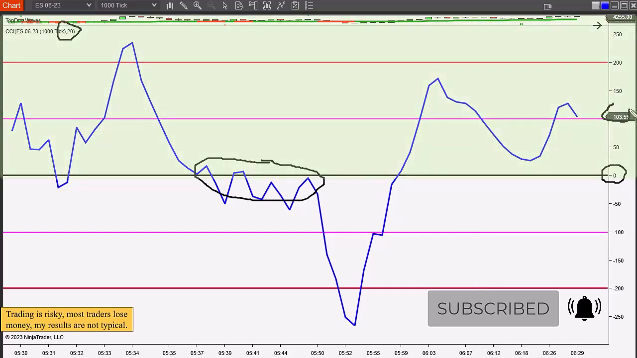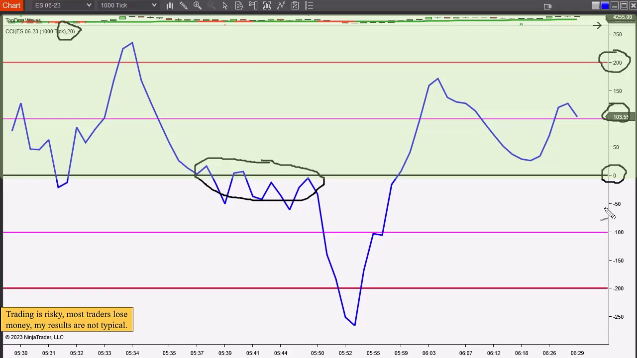100, positive 100, that's where we start getting into bullish territory. We're getting strong moves up, and therefore the beginning of a trend. Positive 200 is extremely bullish, probably not sustainable. But again, we're going to combine that with looking at where we are in a trend.